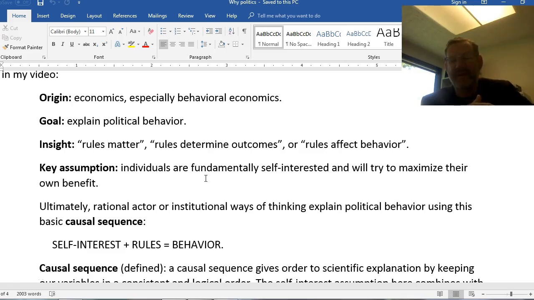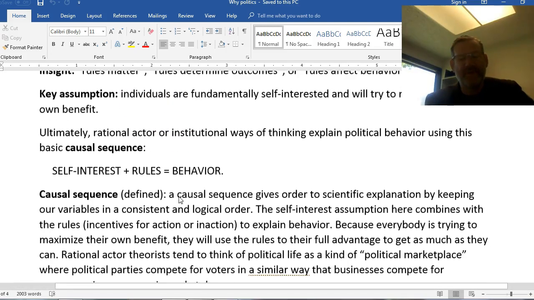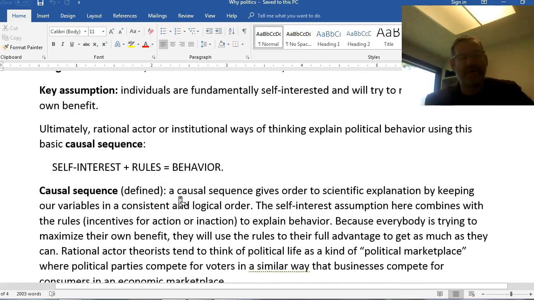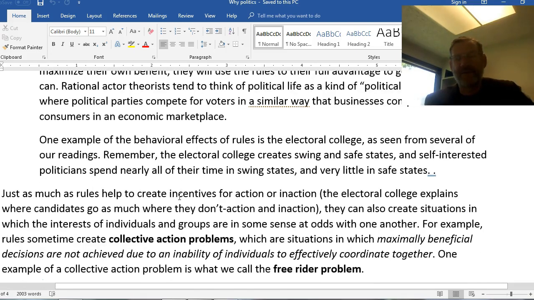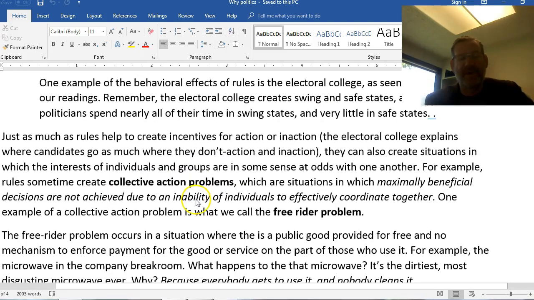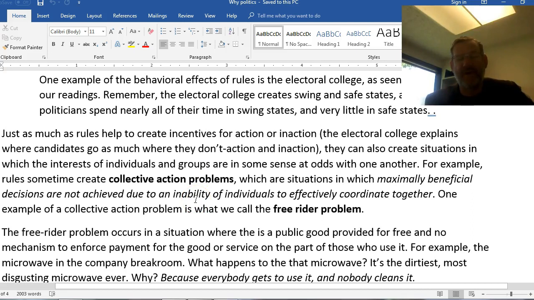Remember, we looked at the Electoral College. The Electoral College is a perfect example of this. Some states are safe states, some states are swing states, so smart politicians spend their time in swing states. Don't worry, I mean, the causal sequence stuff is important, learn it. But what I really want to talk about today for our second midterm is this notion of collective action problems.